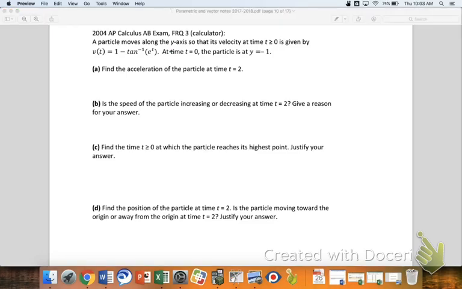So negative 0.133. I got negative 0.1329. 0.133. 1329. Okay, fair enough.